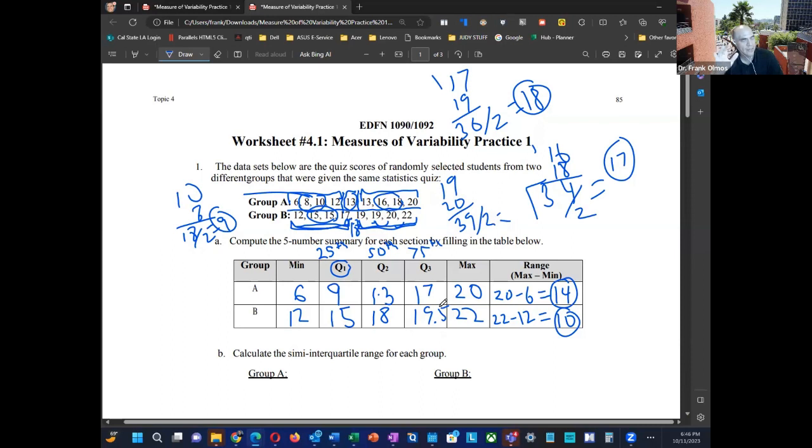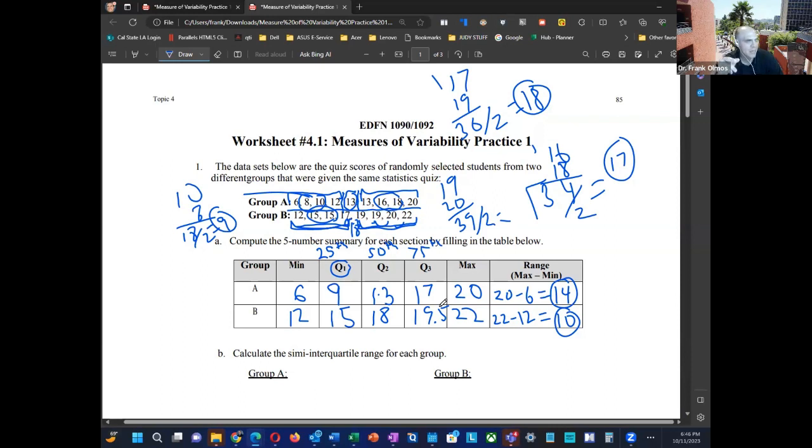All right, so that's how you do it. It's all about getting the median. You just get the median multiple times. You get the median from the full set of numbers, and then you get the median from the bottom half. Remember, you exclude the median from the bottom half. Don't include the median.